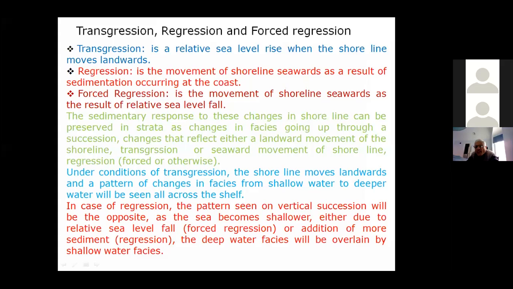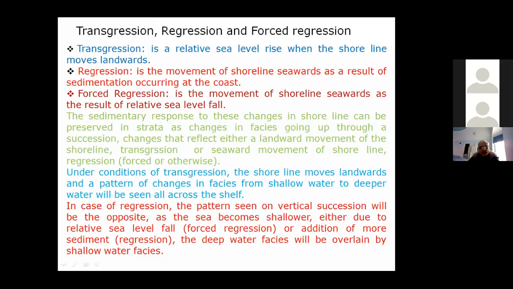occurring at the coast. And forced regression, it is another term, it is the movement of shoreline seaward as the result of relative sea level fall. So you see, one is regression, which is due to movement of shoreline as a result of sedimentation. On the other hand, forced regression is due to the relative sea level fall, whether it is due to tectonics, or less volume of water, or more freezing of water.